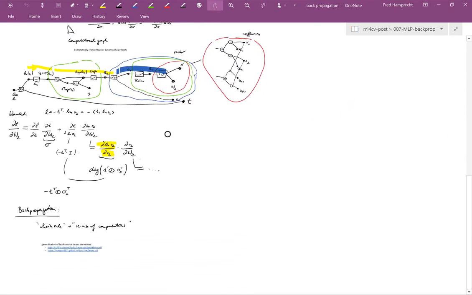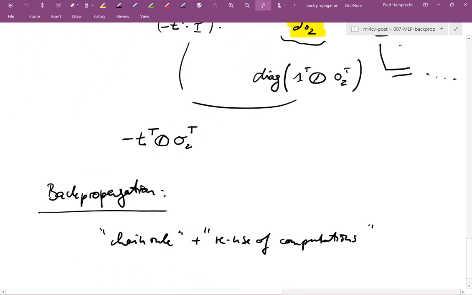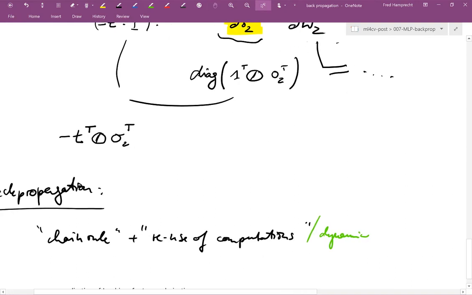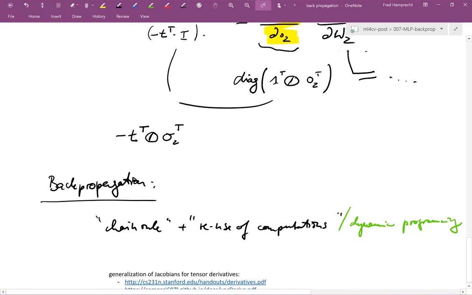Okay, so what is backpropagation in a nutshell? It is just the idea of using the chain rule as applied to a nested set of functions, which our neural network is, and to do computations just once and not repeatedly. So it's the idea of dynamic programming, essentially. And when applied to neural networks, this is called backpropagation.